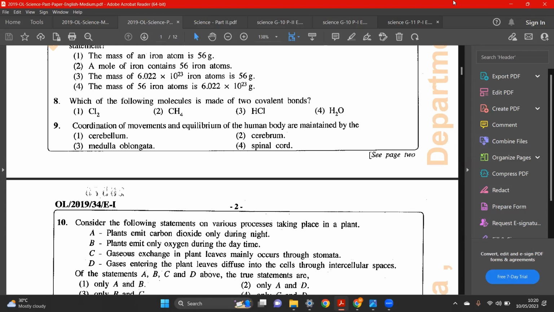And then when it comes to the medulla oblongata, it controls things like your heartbeat, your respiration, certain involuntary functions like blinking and things like that are controlled by your medulla oblongata. So in this case, they've spoken about movement and equilibrium. Equilibrium as in a certain balance. So therefore, we are talking about cerebellum here.